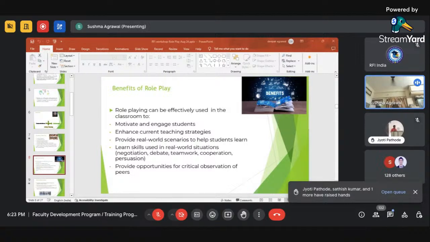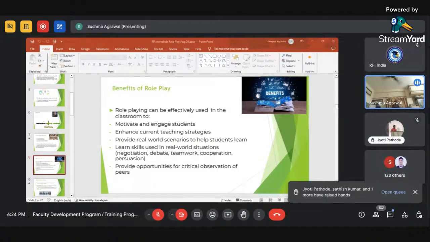Another benefit is that it provides a real world scenario to help students learn. Ultimately, many things keep going on in various parts of the world. There are various wars going on presently. So at least once they are performing similar roles, they can understand what the actual pain is all about.